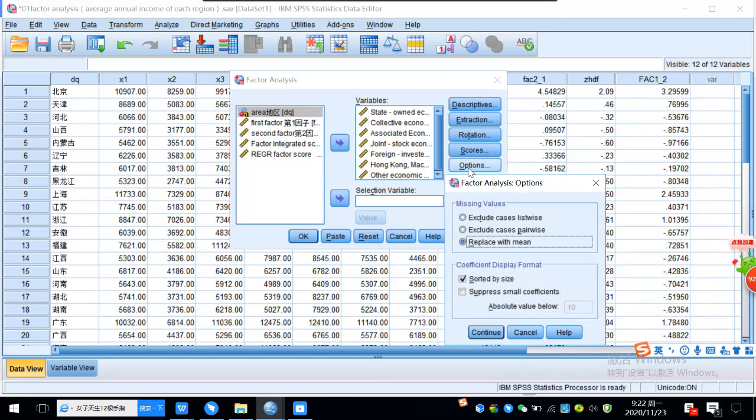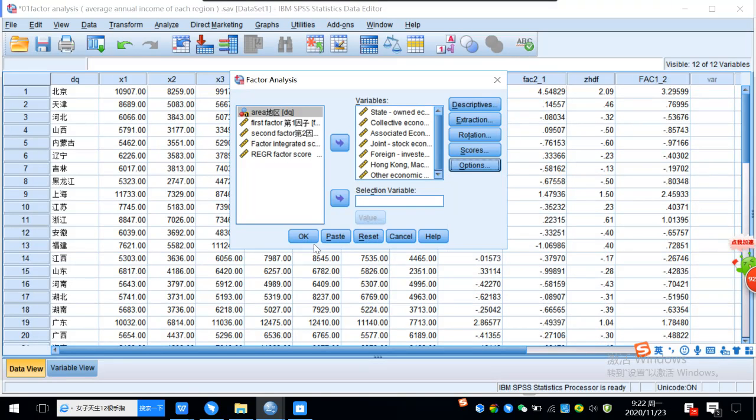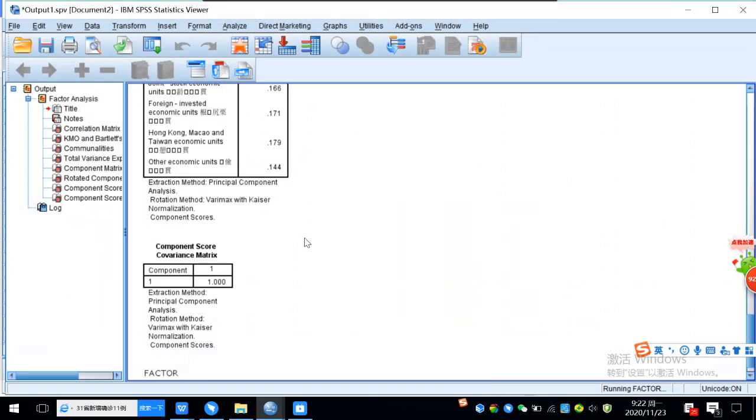Options. For missing values, if you have missing values, then replace with mean. So select replace with mean here. And for coefficient display format, yes, please select sorted by size. Okay, then continue.